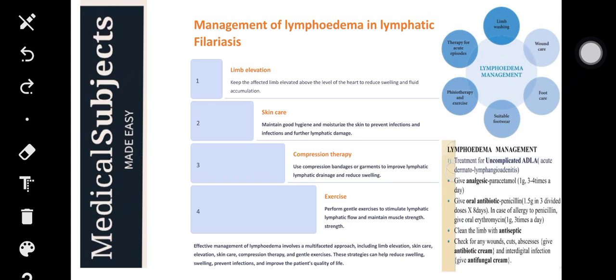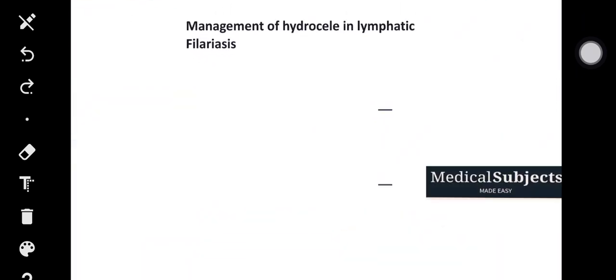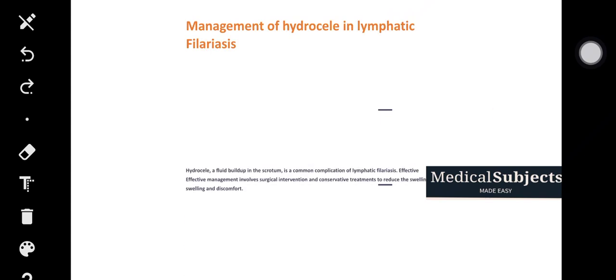Lymphedema management, as you see there: uncomplicated acute dermatolymphangioadenitis, uncomplicated ADLA, needs to be treated by giving an analgesic, that is paracetamol 1 gram 3 to 4 times a day. Oral antibiotic: if you want, you can give penicillin. If a person is allergic to penicillin, erythromycin is given. Clean the limb with antiseptic, and check for any wounds, cuts, abscesses. Can put antibiotic cream or antifungal cream. Next, management of hydrocele in lymphatic filariasis.